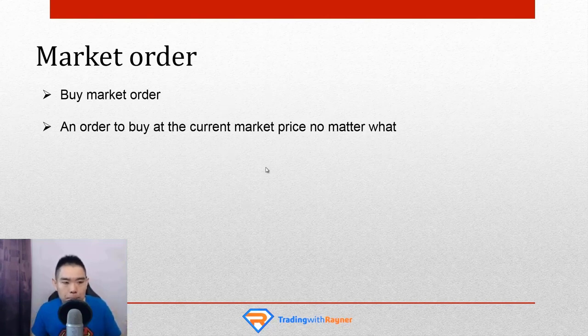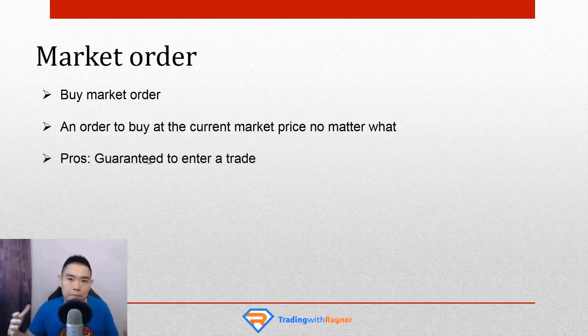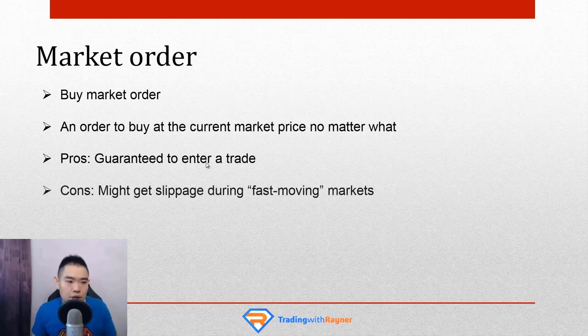So the pro to it is that you're guaranteed to enter a trade. There's no what if, but, or whatsoever. You're guaranteed to enter a trade. But the downside to this is you might get slippage, right, during fast moving markets. And you might be thinking, Rayner, what is slippage, man? So here's the thing, right?